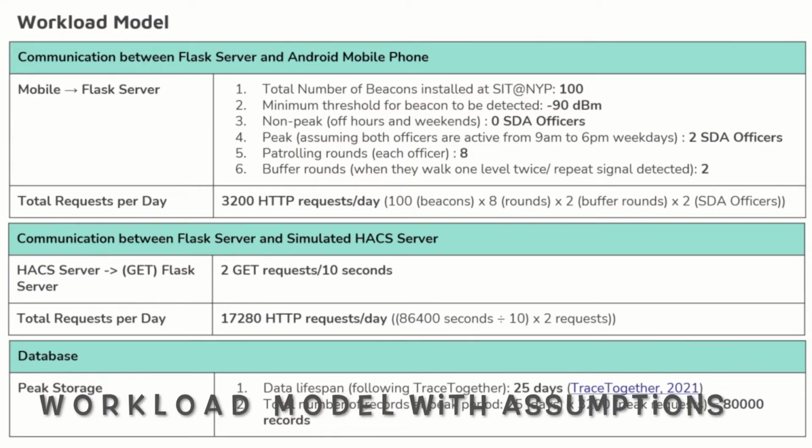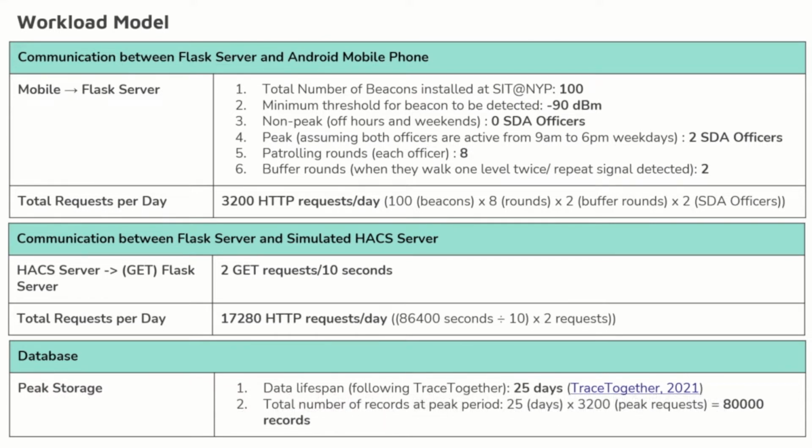We are expecting 3,200 requests per day from Android to Flask, assuming that there are 2 SDA officers on site from 9 to 6 p.m., and the request will only be sent when the beacon's RSSI is more than negative 90 dBm. For hops to Flask, we are expecting 17,280 requests per day, with 2 requests sent every 10 seconds. And according to our research, the SDA's records can be stored in a database for 25 days. Therefore, we expect our database peak storage to have 80,000 records.